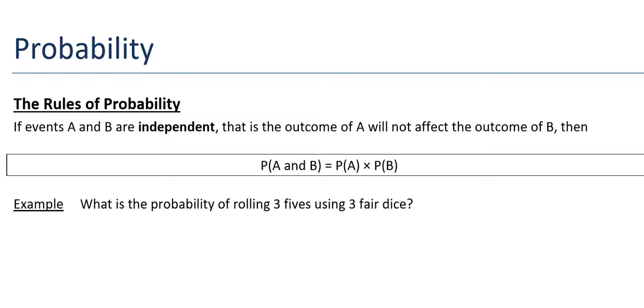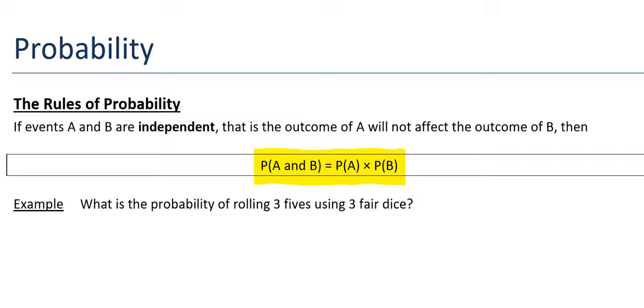The first rule is if events A and B are independent. What that means is that the probability of A happening does not have any impact on the probability of B happening. So A happening doesn't make a bit of difference to B happening. If that is the case, then the probability of A and B is equal to the probability of A times the probability of B. So we're just going to look at an example of this.